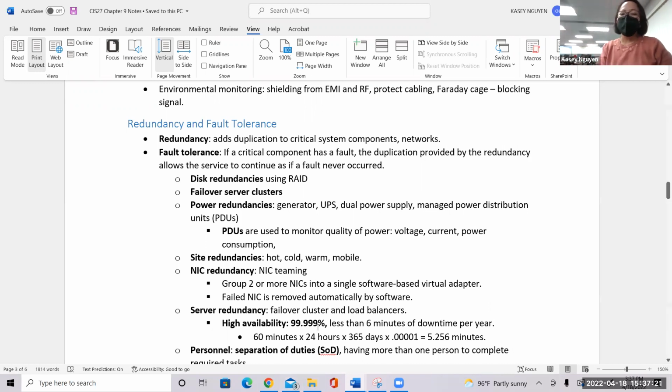So you need to have backup disks and also redundancy of the disks. RAID is redundant array of inexpensive disks. This is a group of disks that you can use for backup or having additional duplication of your data. Failover server cluster, those are just your backup servers that go on standby.